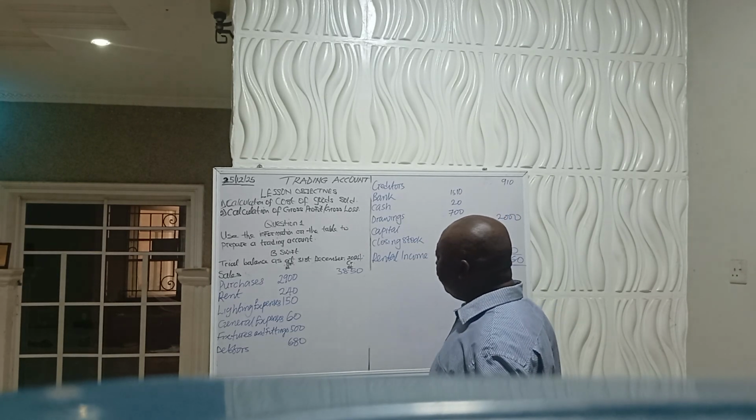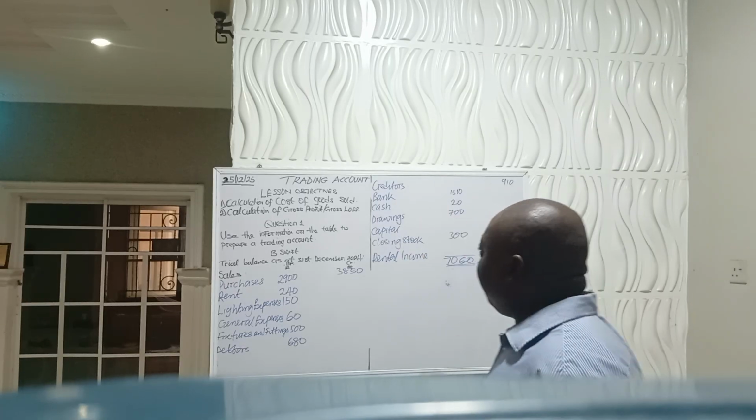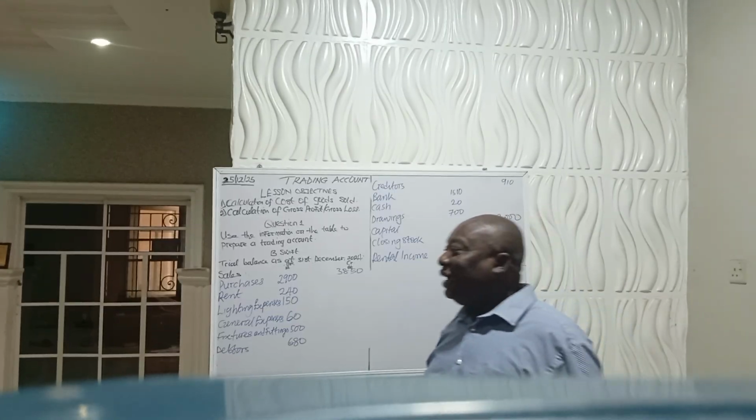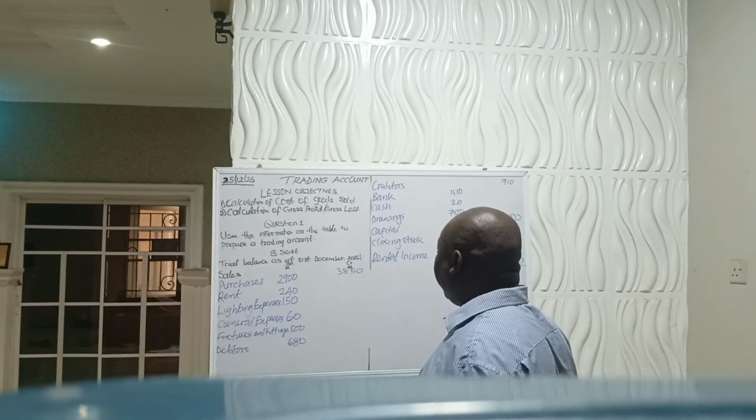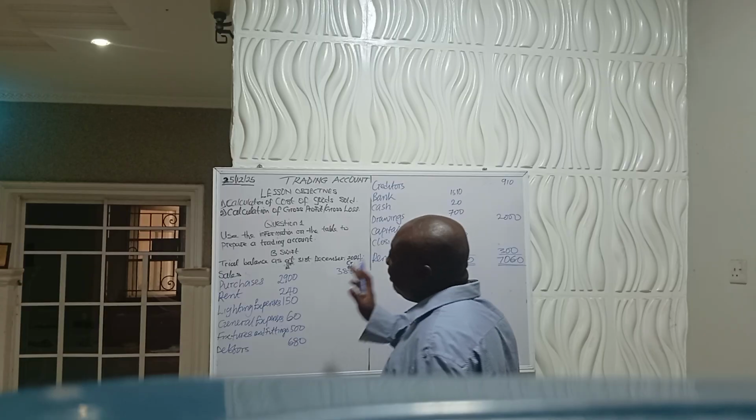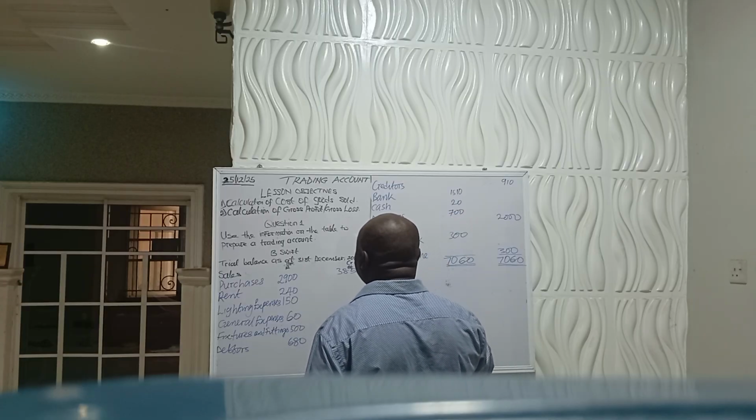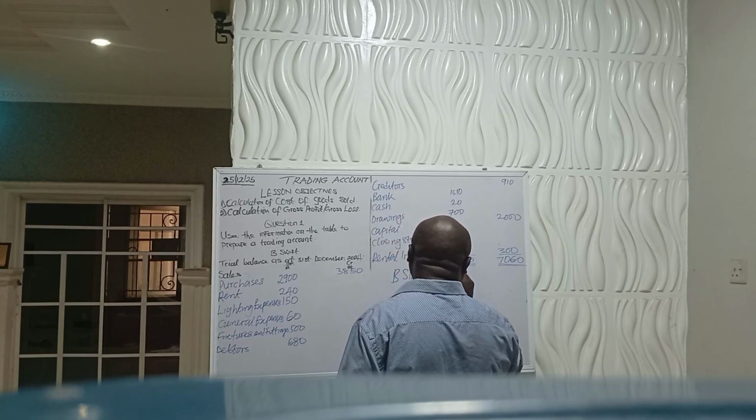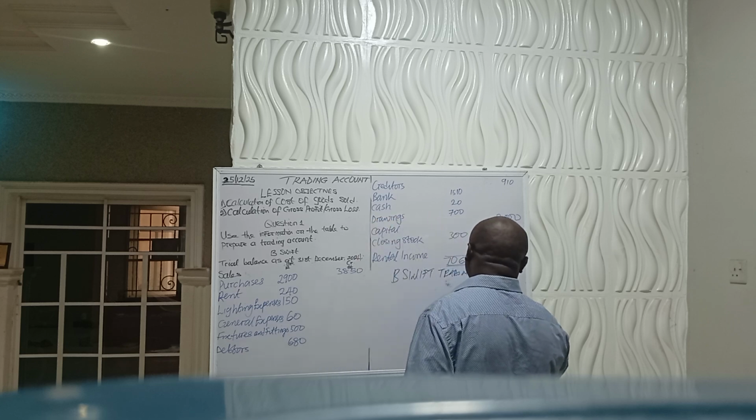So in accounting, we have two horizontal formats and we have vertical formats. But for this class, I'm going to use the horizontal format. And for your assignment, I want you to use the vertical format. Now, to use the format, what is the name of this organization? The name is B Swift. So we want to prepare trading account.